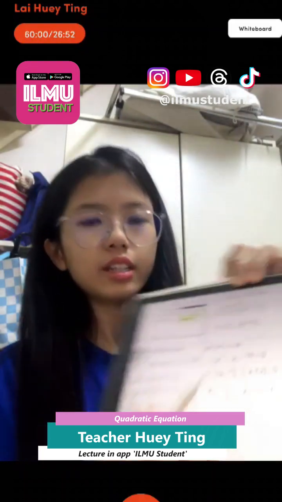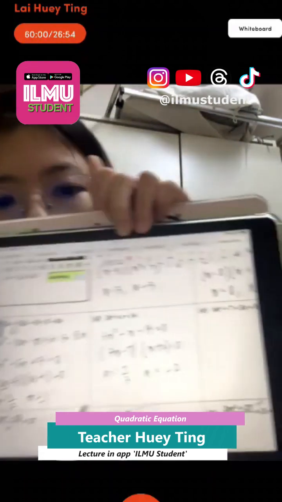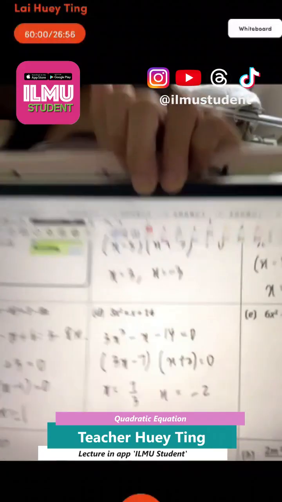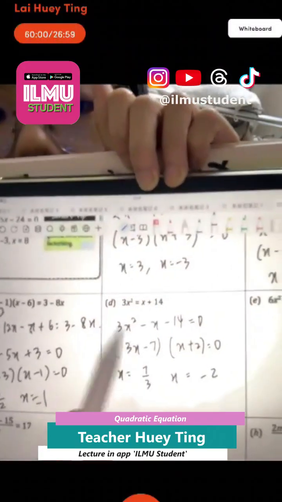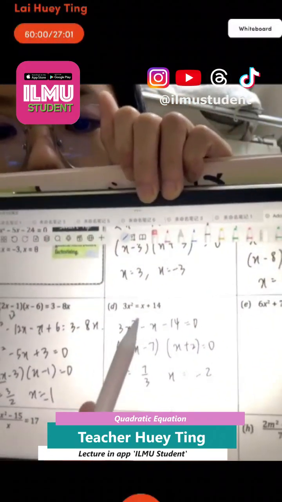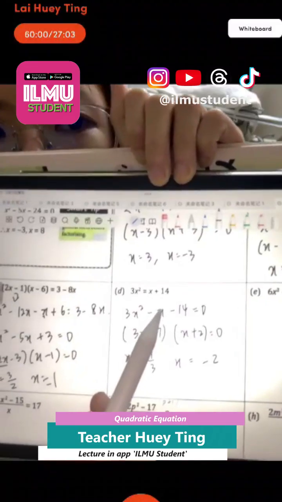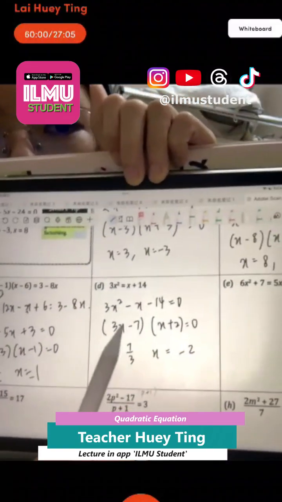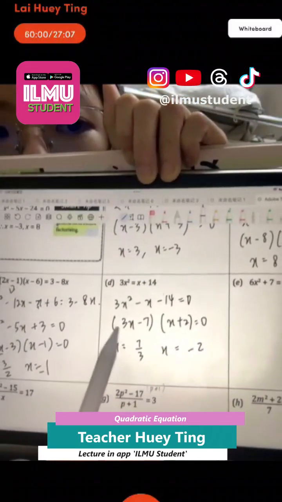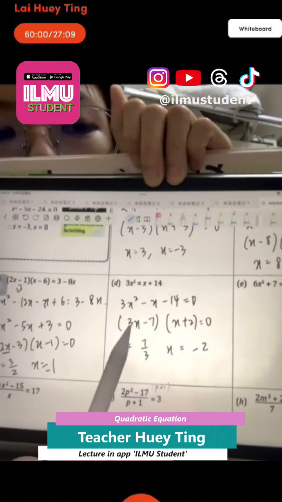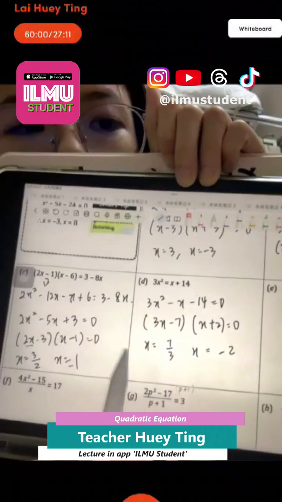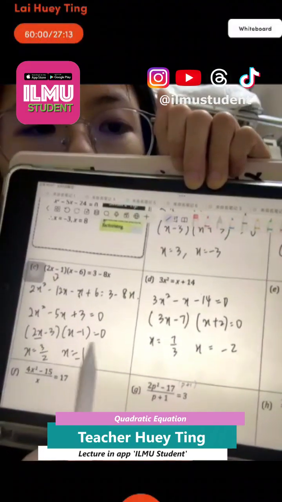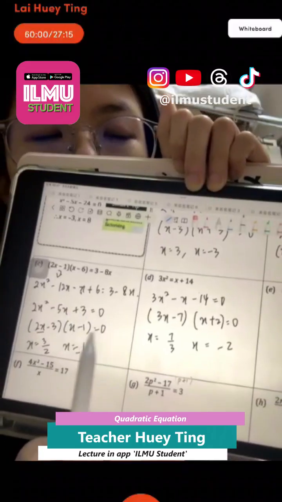So we can get this answer. So this is 3x squared equal to x plus 14. So we can rearrange it. It becomes 3x squared minus x minus 14 equal to 0. Then we get this answer, x equal to 7 over 3 and x equal to negative 2.